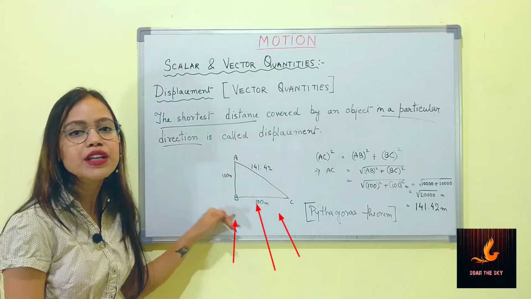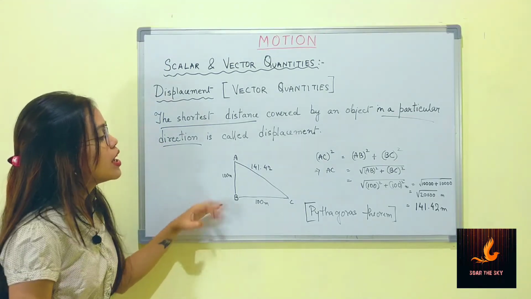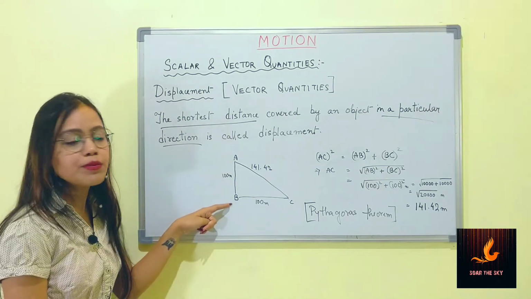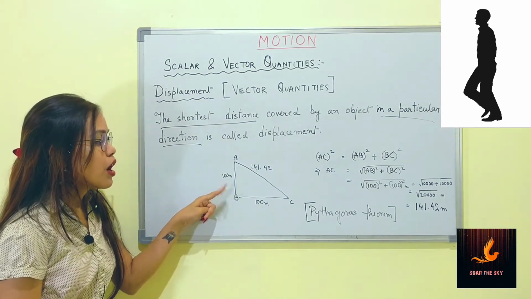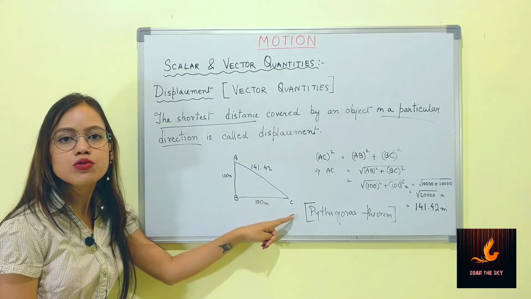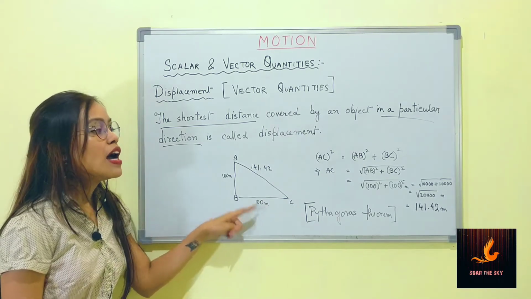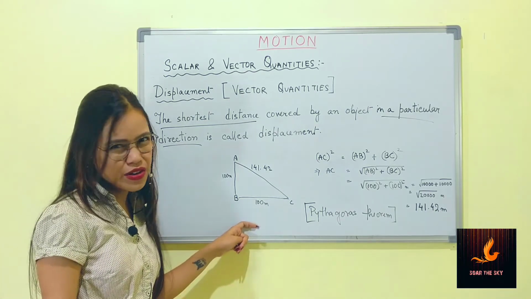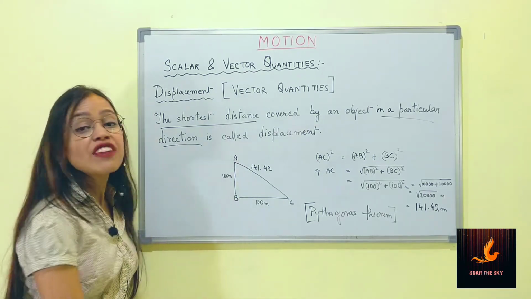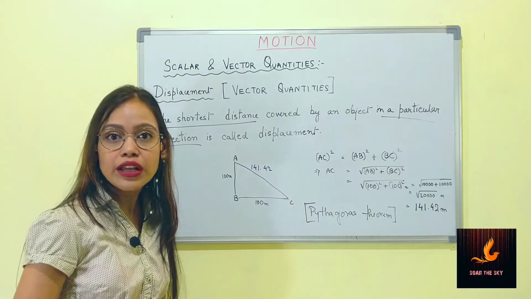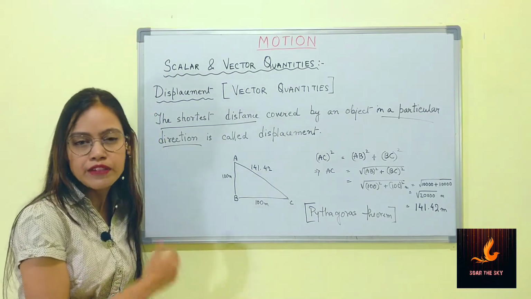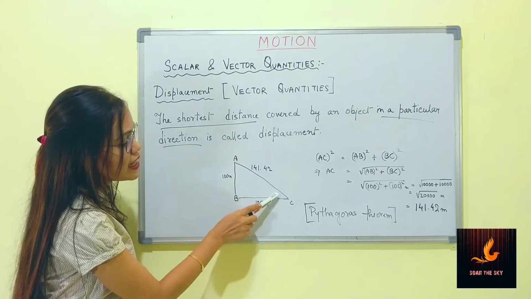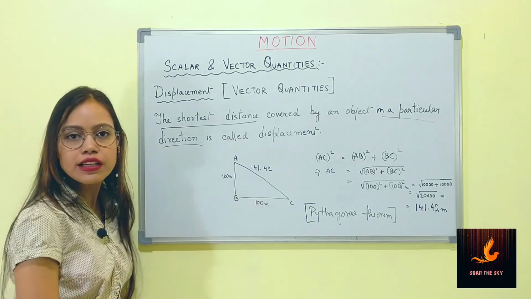If you see this particular diagram, here a person starts from point A, reaches point B, which is 100 meter. Again from point B he reaches point C, which is 100 meter. His distance would be 100 plus 100, 200. Just now I told you that. But if we are supposed to calculate its displacement, which is the shortest distance covered by him, it would be this line. So how do we find this out?